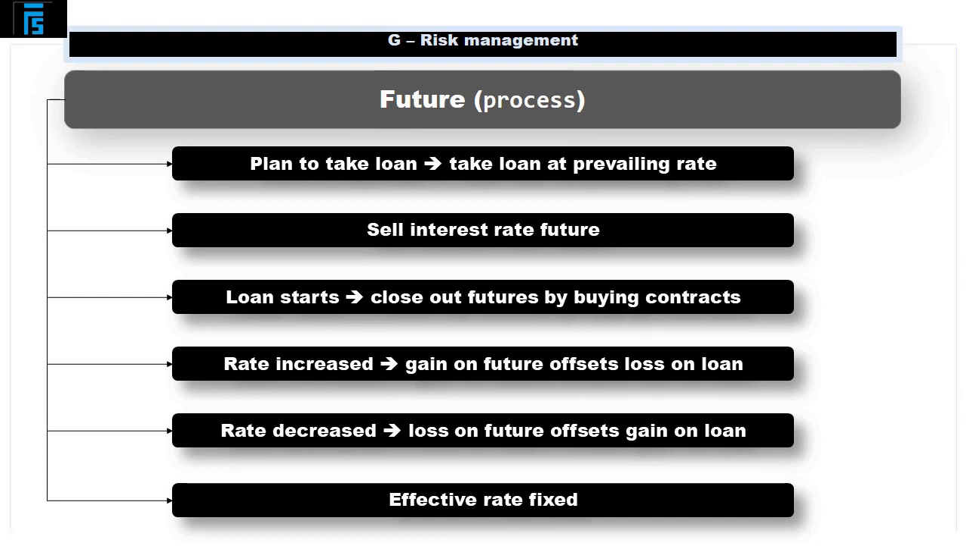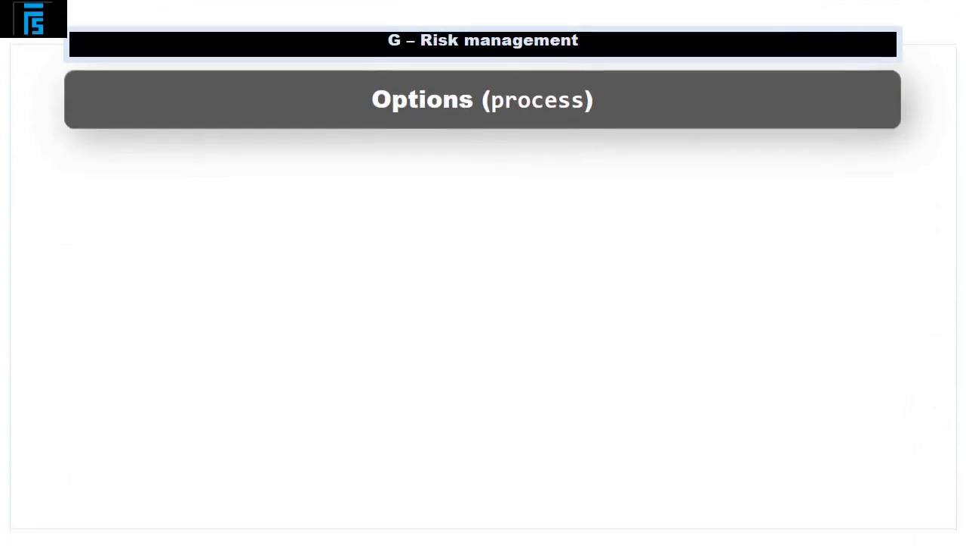A company taking out futures will be required to deposit funds, called paying a margin, to cover any losses that may occur on the futures. The margin will also need to be topped up if losses increase, but is returned to the extent that it is not needed. An option works in exactly the same way, but with one important distinction.